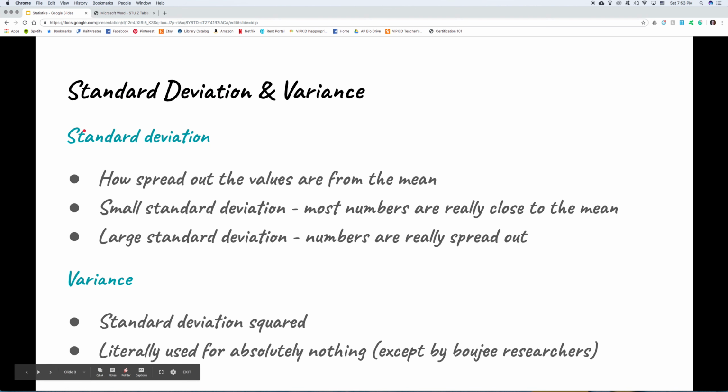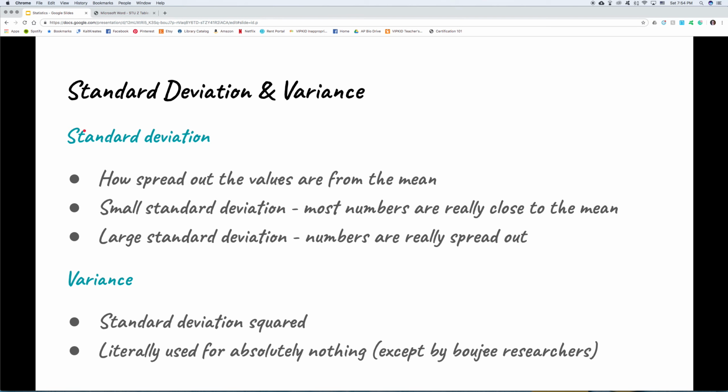Standard deviation and variance. So standard deviation is just a measure of how far those values are from the mean. If you have a small standard deviation, like maybe 5 or 10, that means most of your numbers are really close to the mean. Now if you have a large standard deviation, maybe like 100 or something like that, that means your data is really spread out.